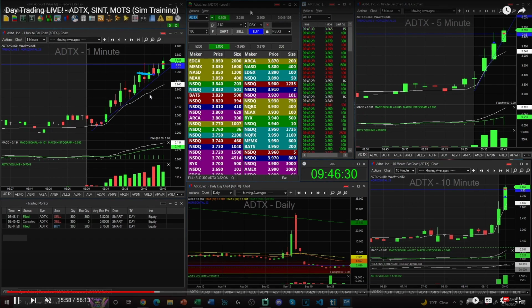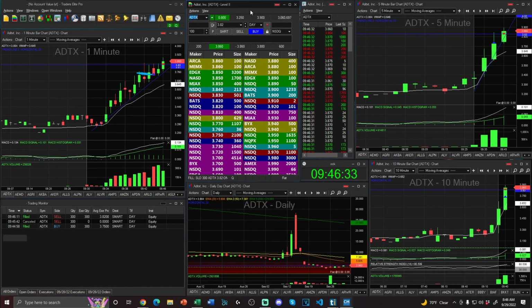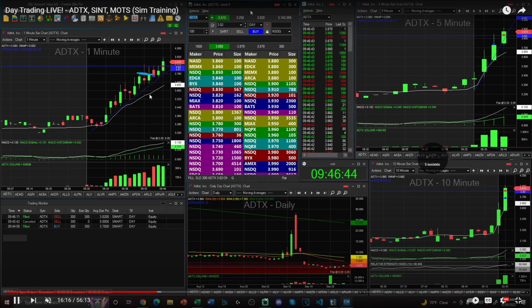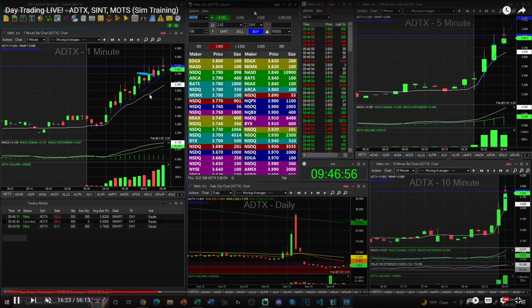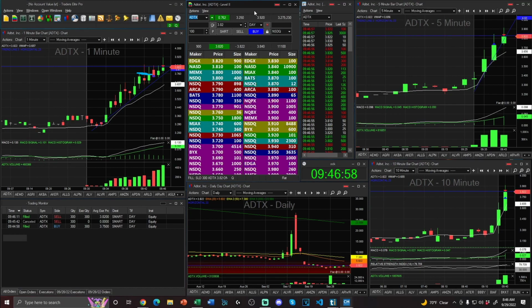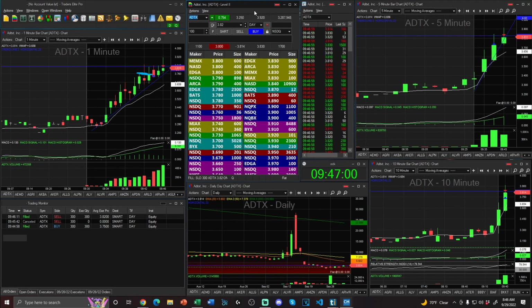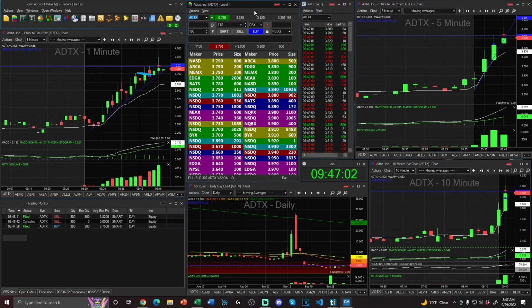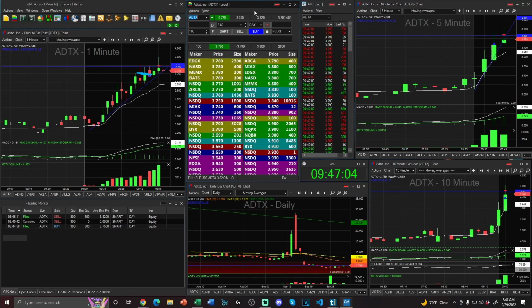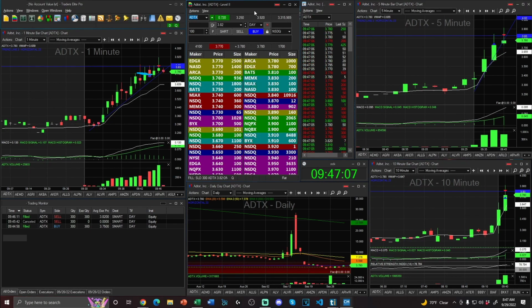So let's just say I got long there at 76 and I held. What would end up happening here? Get a high to 92, 76 is my stop. I'm still technically green here. Massive rejection, selling half, sell the rest, break even. So right there, sold the rest, break even.